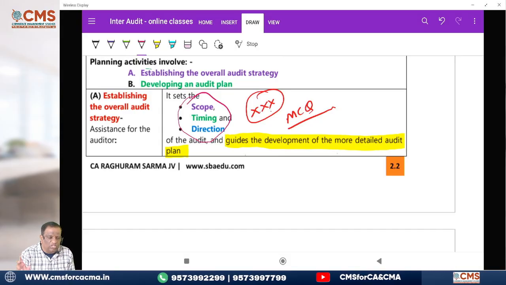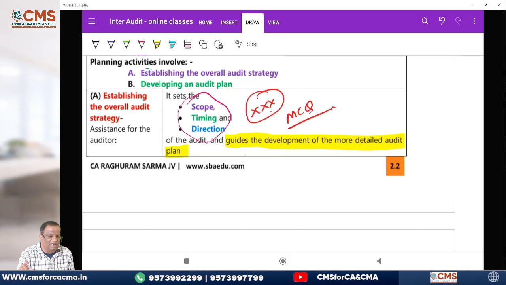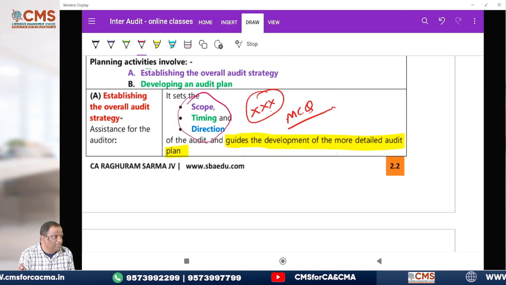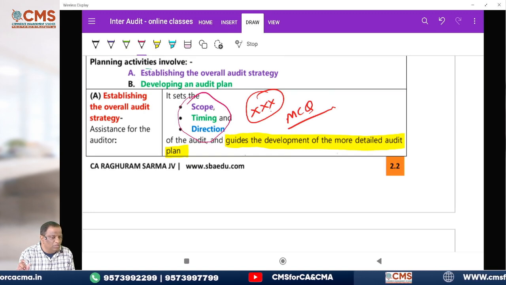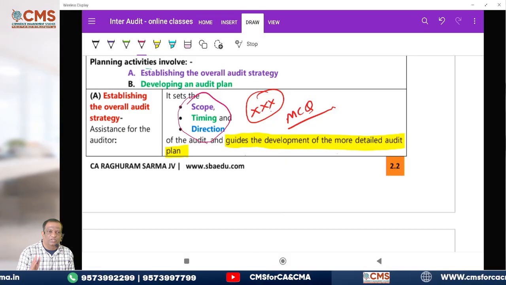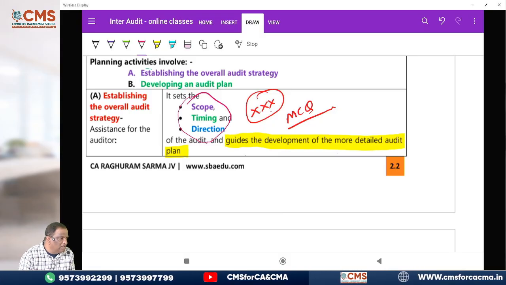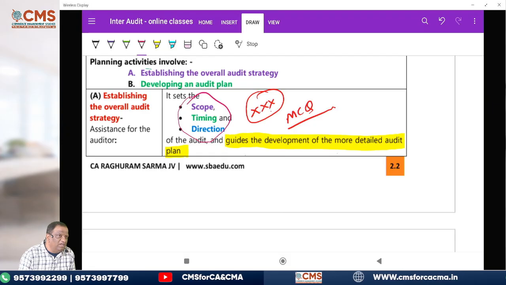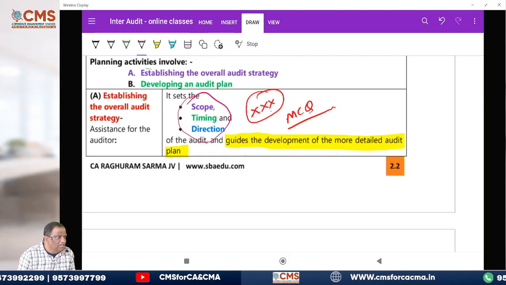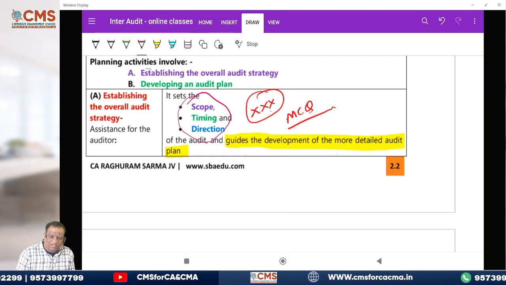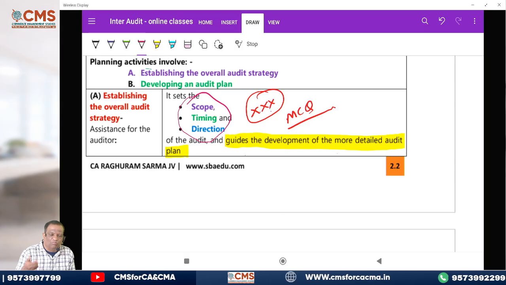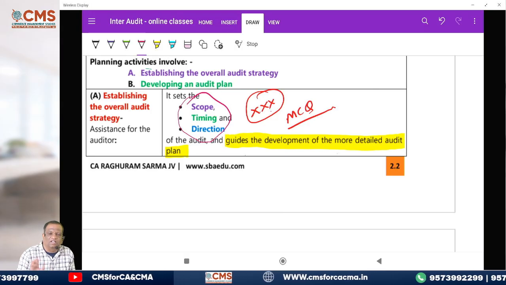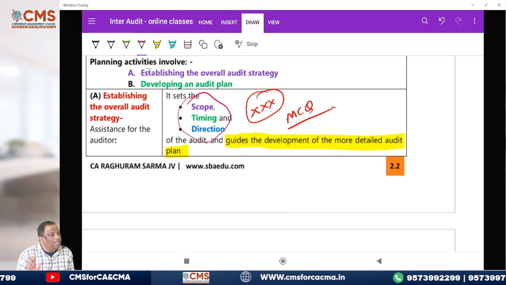So now which is more in detail? Strategy is more in detail, or audit plan is more in detail? Because those are the questions he is asking. Which will guide you, and which is more in detail? Now I repeat it. Between strategy and the plan, which will guide you? Strategy will guide you to the plan. Now which is more in detail? Plan is more in detail.